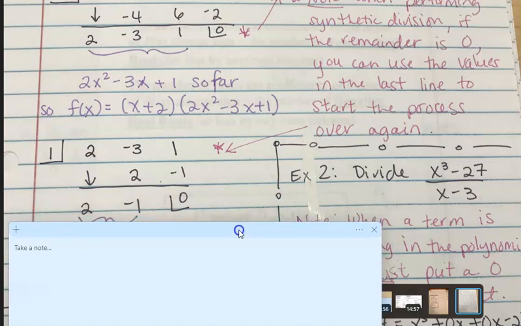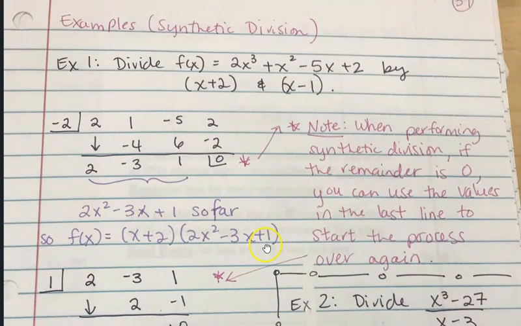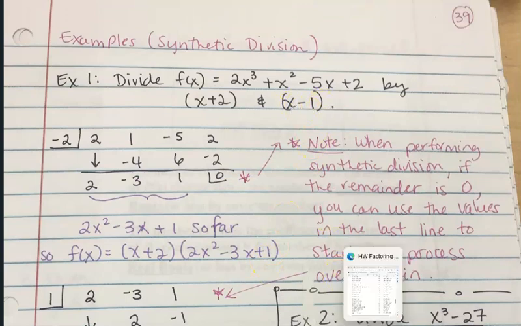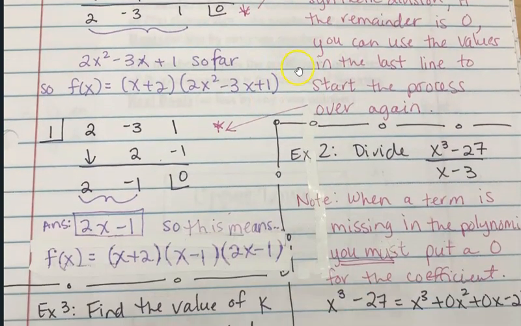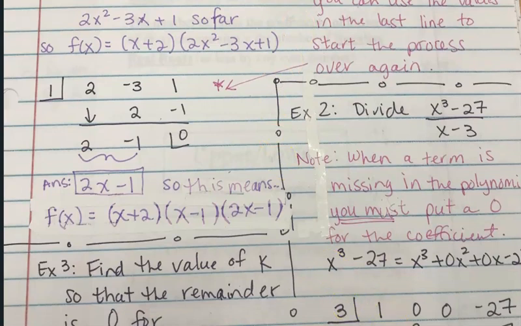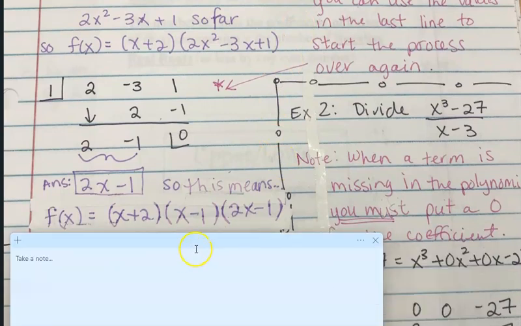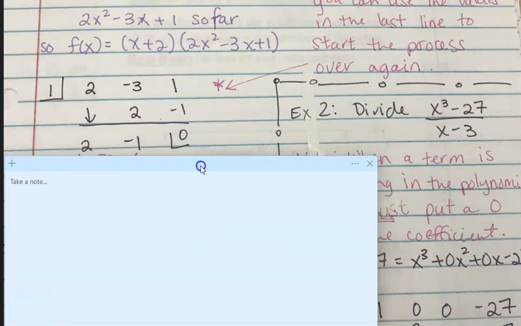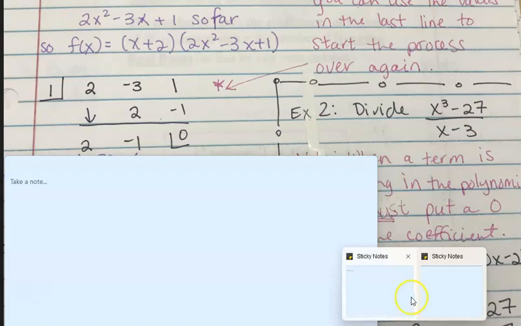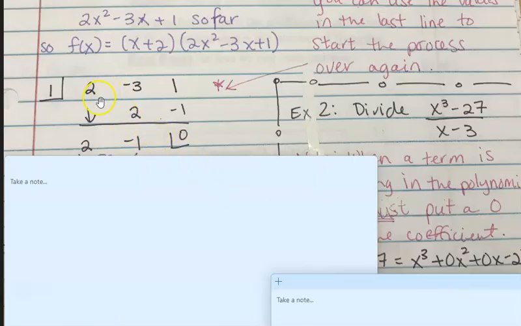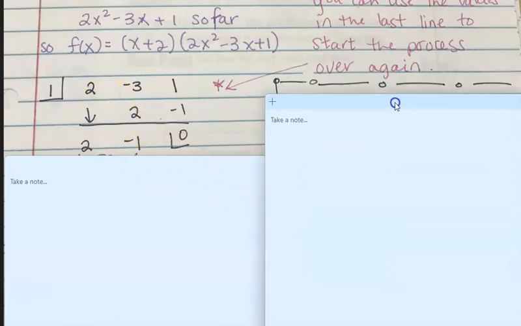So if I take x minus 1, which was the previous binomial, if I set that equal to 0, add 1 to both sides, I get 1. And so now that's going to go inside my box on the side. And so I kept those same coefficients 2, -3, and 1, as I said I would do earlier. And so I'll bring down my 2 first. I'll multiply 1 by 2 to get 2. I'll add vertically to get -1, and I'll start the process over again. 1 times -1 is -1, add vertically, and you get 0.